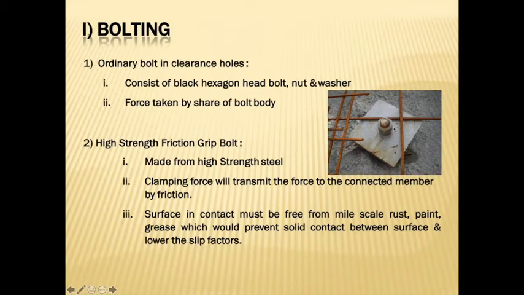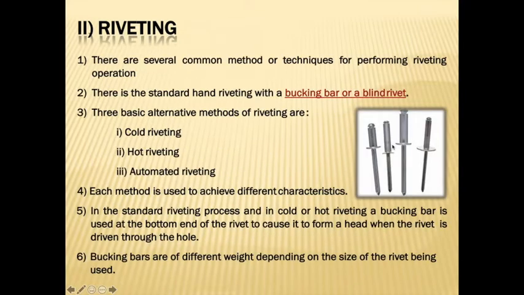So we can see here, we have the bolts and also we have the plate. Then we also have rivets. There are several common methods or techniques for performing rivet operations. There are standard hand riveting with a bucking bar, or blind rivet. Three basic alternative methods of riveting are cold riveting, hot riveting, or automated riveting. Each method is used to achieve different characteristics.